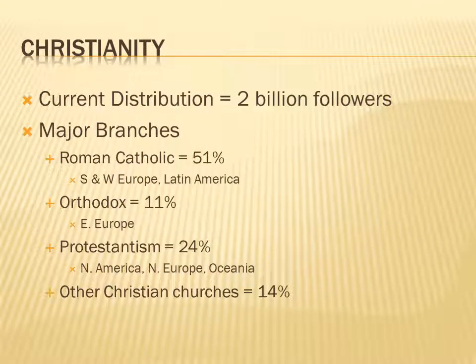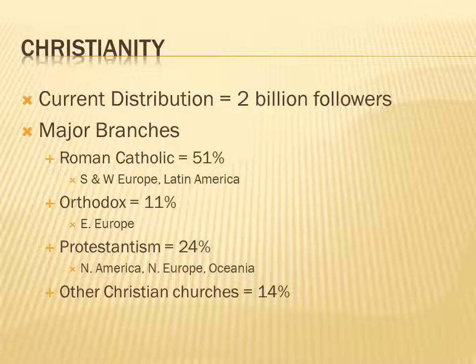So let's go ahead and continue on by looking at our distribution of Christians worldwide and understanding the different branches that we see here. Christianity is the world's largest religion, with about 2 billion followers worldwide. Of that 2 billion, about half, about 1 billion people, are Roman Catholic. And we largely see Roman Catholicism in Southern and Western Europe and Latin America.